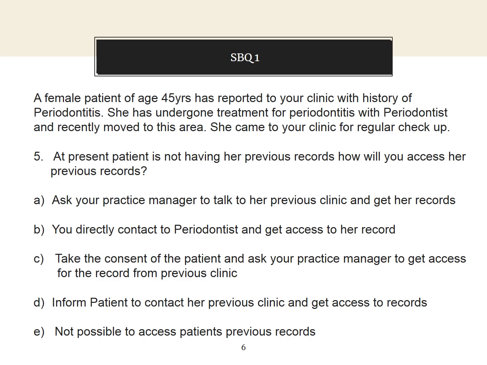And then at present the patient does not have previous records, and how will you access the previous records? You ask your practice manager to talk to her previous clinic and get her records, or you directly contact the periodontist and get access to her records, or you inform the patient to contact her previous clinic and get access to records, or it is not possible to access the patient's previous records. So if you know about the patient record maintenance area, then it is easy to answer. Either one option is you ask the patient to go and get it, or you take the consent of the patient and get access to the record.